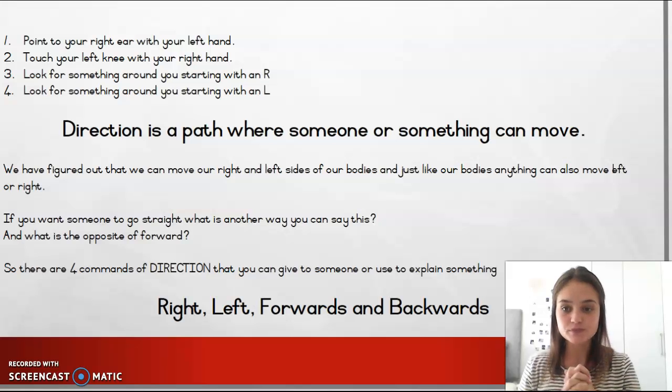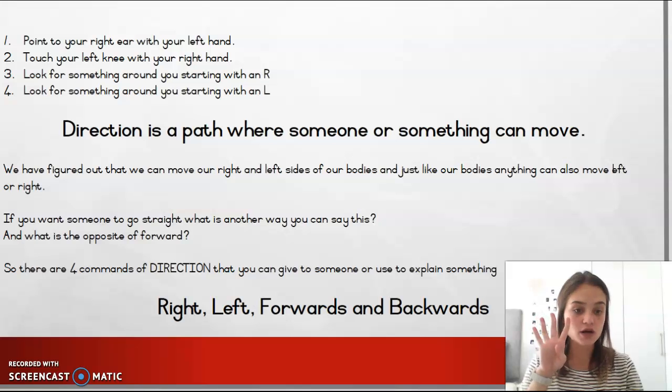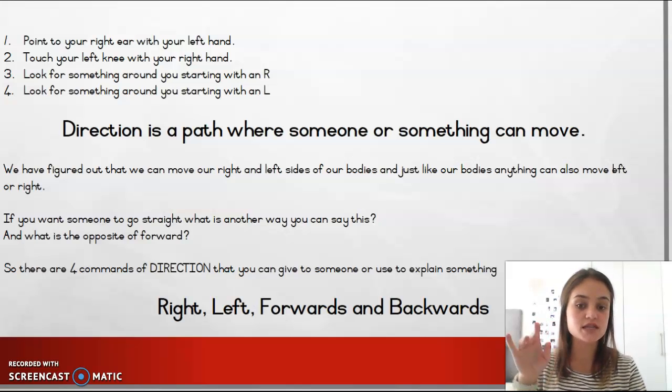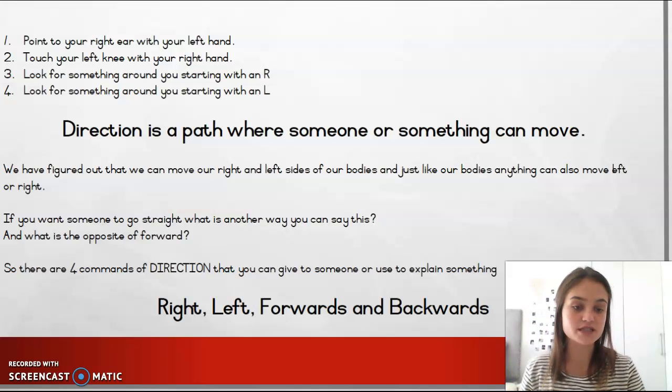Okay, so the opposite of forward is backwards. There's 4 commands for direction: right, left, forwards and backwards. And linked into forwards and backwards is up and down, boys and girls.